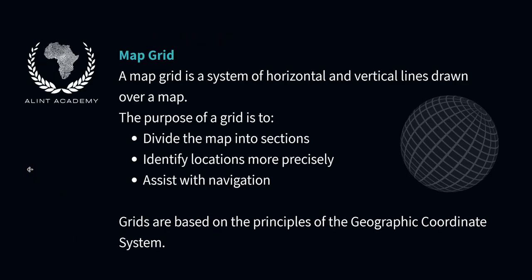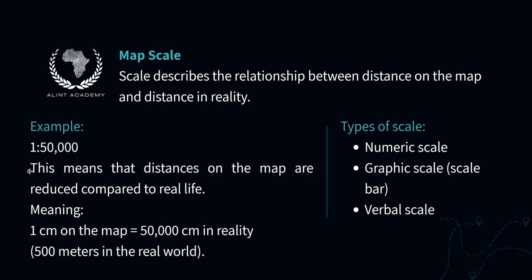Map grid. A map grid consists of horizontal and vertical lines drawn over a map. It divides the map into sections, helps locate places precisely, and assists with navigation. Grids are based on the geographic coordinate system. Map scale. The scale shows the relationship between distance on a map and actual distance. For example, a scale of 1 to 50,000 means that 1 centimeter on the map equals 50,000 centimeters, or 500 meters, in real life. Scales can be numeric, graphic, or verbal.